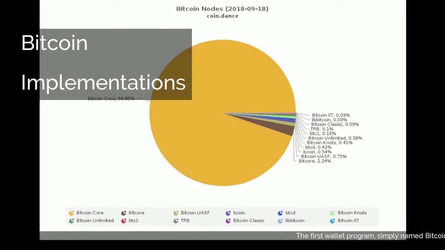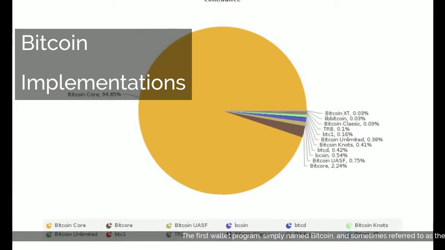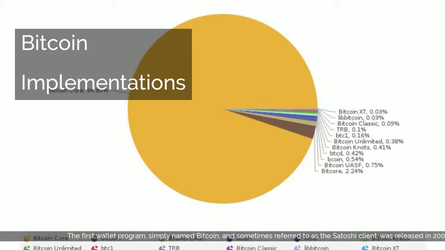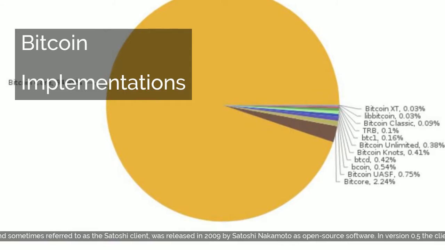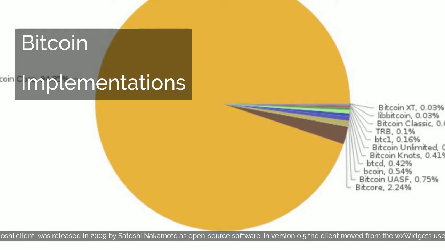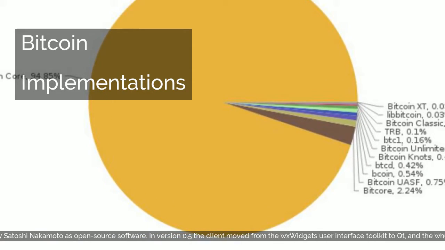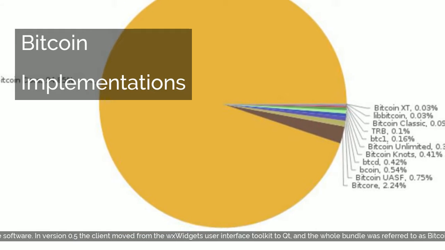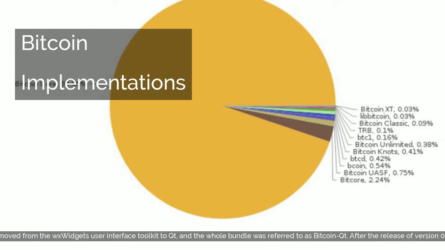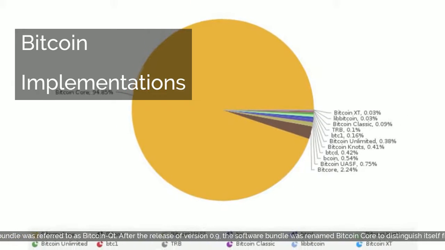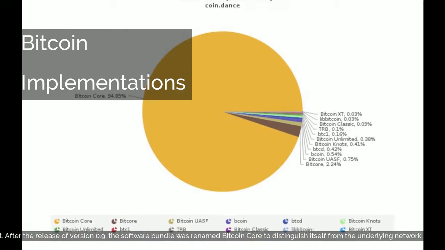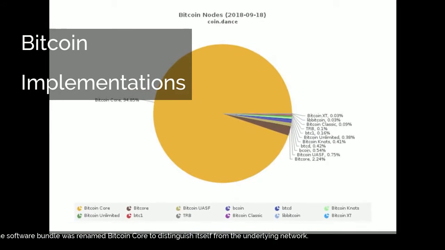The first wallet program, simply named Bitcoin, and sometimes referred to as the Satoshi client, was released in 2009 by Satoshi Nakamoto as open-source software. In version 0.5 the client moved from the wxWidgets user interface toolkit to Qt, and the whole bundle was referred to as Bitcoin Qt. After the release of version 0.9, the software bundle was renamed Bitcoin Core to distinguish itself from the underlying network.